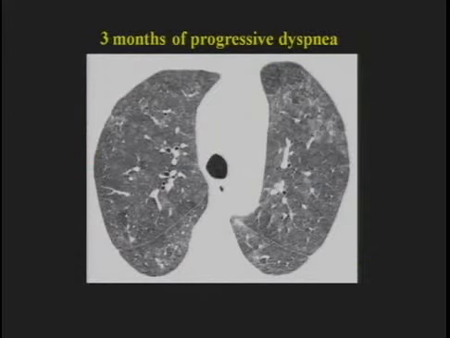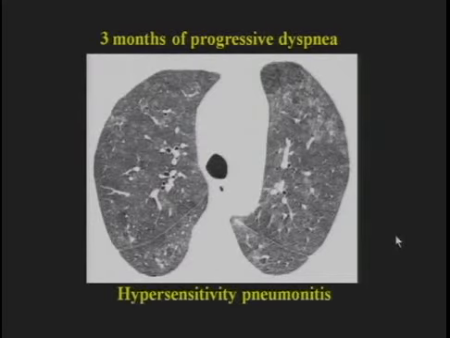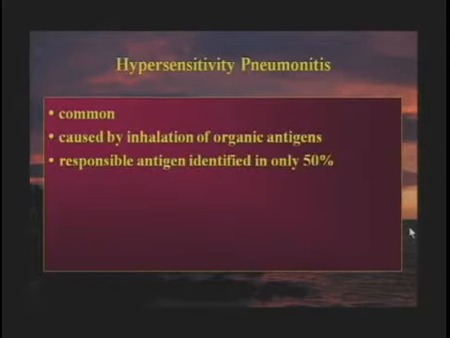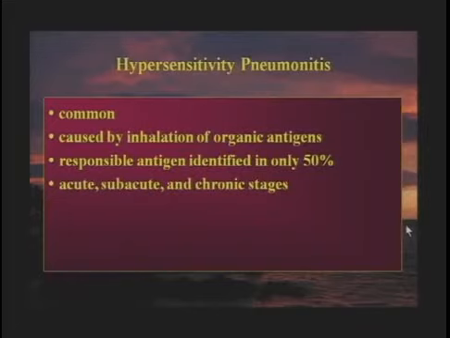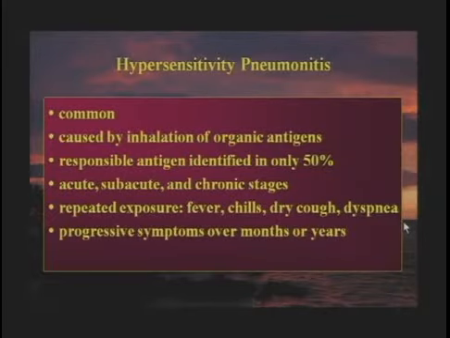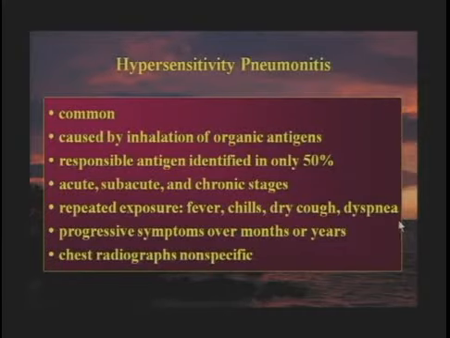Here a patient with 3 months of progressive dyspnea, so chronic symptomatology, with these multiple areas of ground glass opacity: hypersensitivity pneumonitis, again a very common disease. Now hypersensitivity pneumonitis is caused by inhalation of various organic antigens. The responsible antigen, however, can only be identified in about half of cases, even if you try really hard. It occurs in acute, subacute, and chronic stages. Repeated exposures cause fever, chills, dry cough, and dyspnea. Symptoms are progressive over months or years, and chest radiographs are totally unhelpful in making this diagnosis.